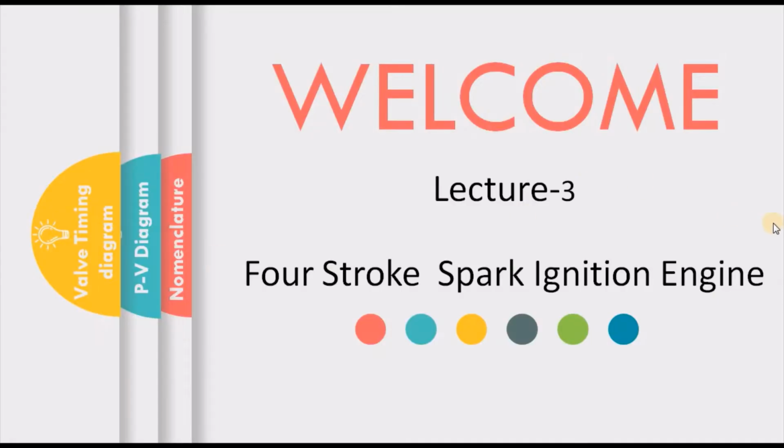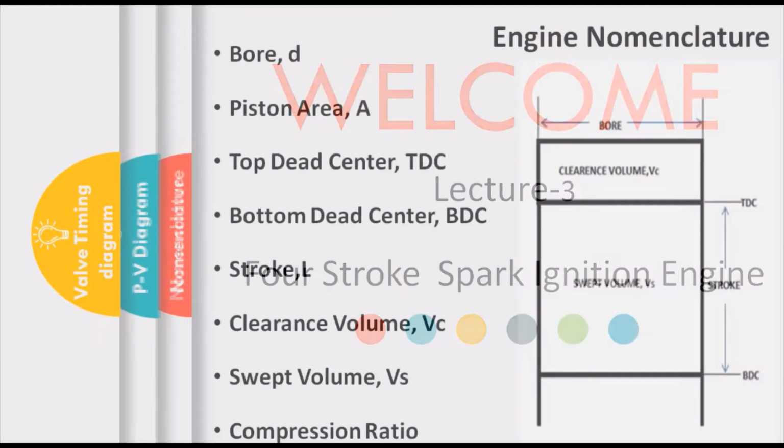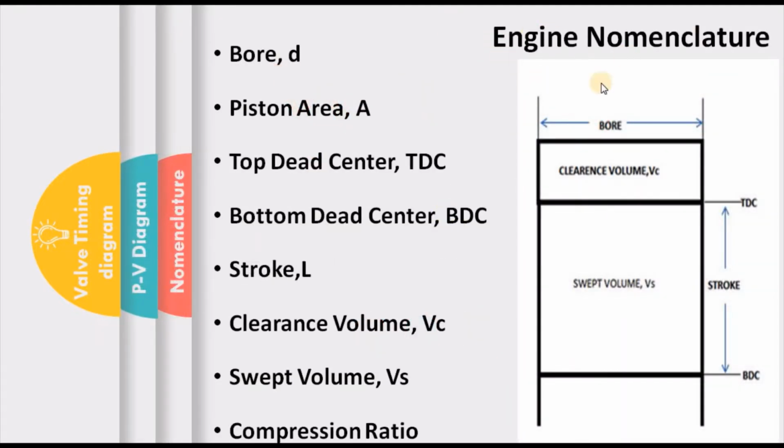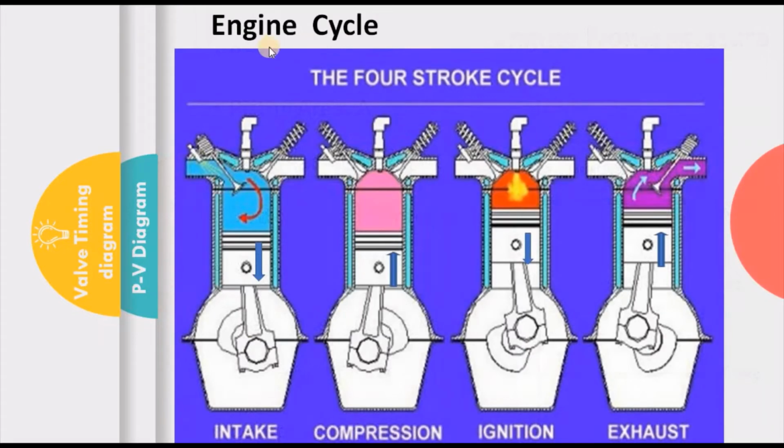So let us start with the first point. Basically, this is the engine nomenclature. The first point is the bore, the cylinder bore. This particular bore, which is denoted by the small letter d, is the nominal diameter of the working cylinder of the engine. And as I said, it is denoted by a small d.